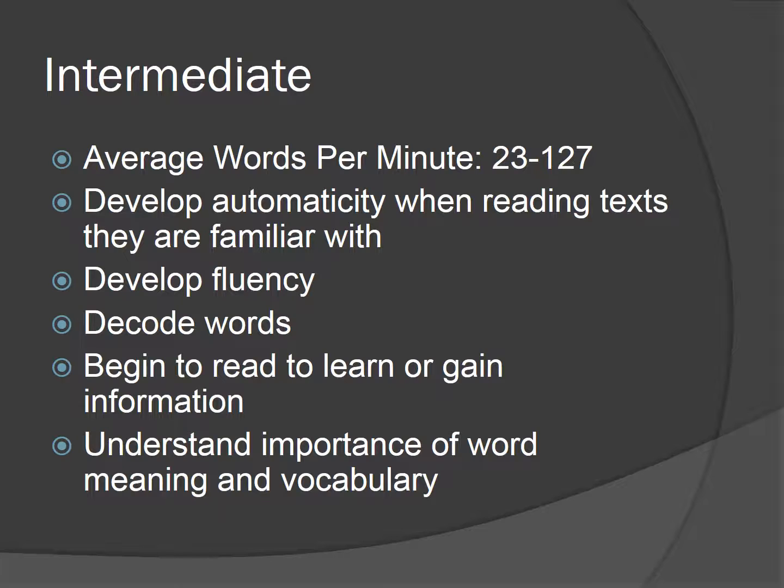In the intermediate stage, the average words per minute that children read would be 23 to 127. They're beginning to develop automaticity when reading text they are familiar with, so they can automatically read certain words. They are developing fluency and the ability to decode words, which goes along with that, and they begin to read to learn or gain information. Instead of just reading to sound out the words, they are actually reading for meaning. At the same time, they understand the importance of word meaning and vocabulary.